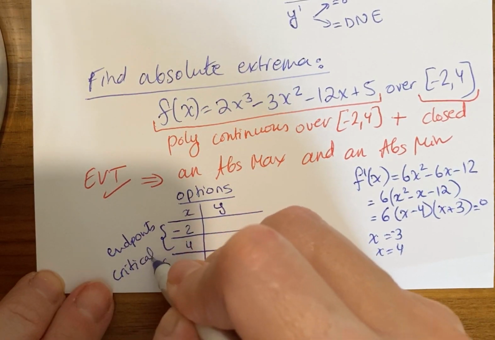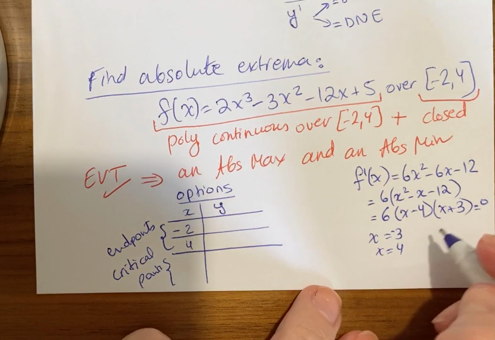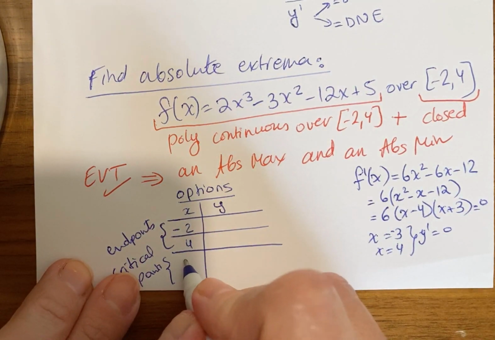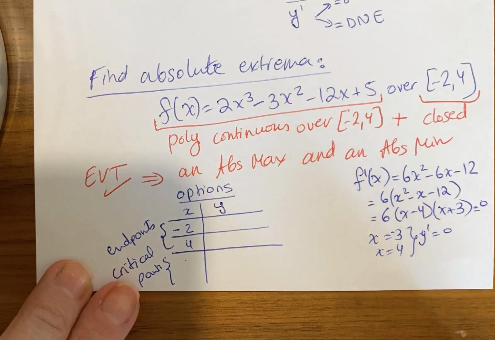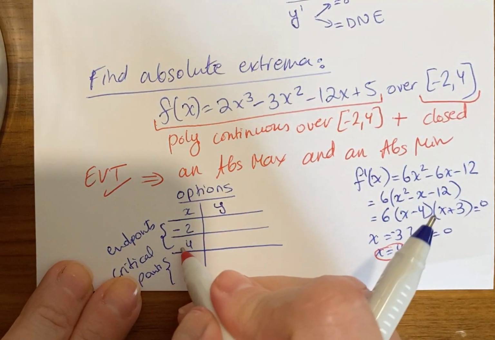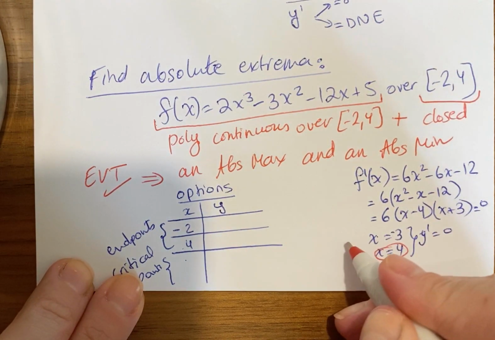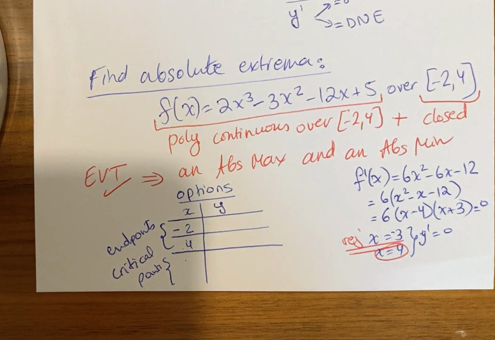How many critical points do I have? Two kinds of critical points. Derivative is 0. It gave me 2 critical points. I check, are those critical points in my interval? 4 is in the interval and it's already counted. -3 is less than -2, so this is rejected. I do not take it into consideration because it's not part of my interval.